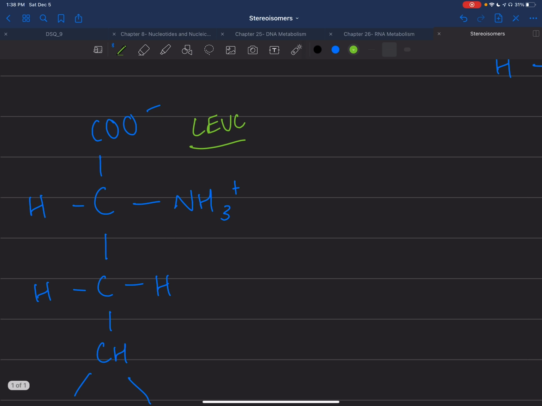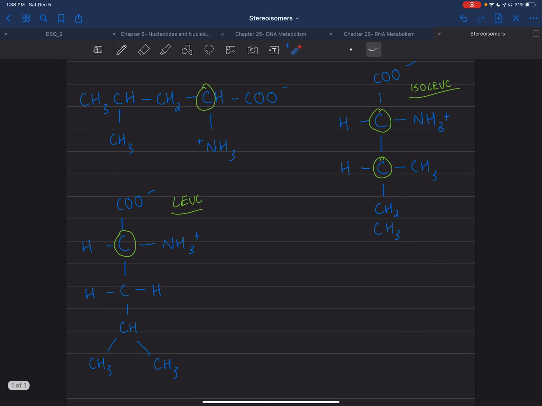I'm going to put this into a hybrid Fisher projection here, just so we can rule out if this is a diastereomer or not, okay? So this is the same compound. I just wrote it a little differently. We have our stereocenter attached to an amino, a hydrogen, a carboxyl. This is our CH2, which is attached to a CH and two methyl groups, okay? This is not a stereocenter because it's attached to two hydrogens. This is not a stereocenter because it's attached to a methyl group, okay? If this was something else, I don't know, nitrogen or something, this would become a stereocenter. But right now, it's not, which makes this easy, okay?